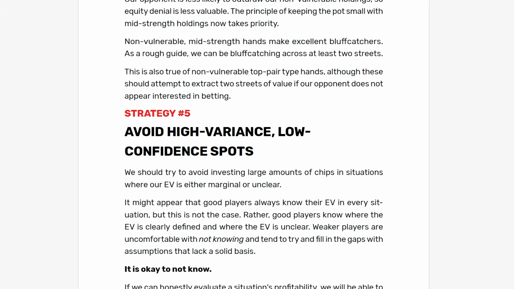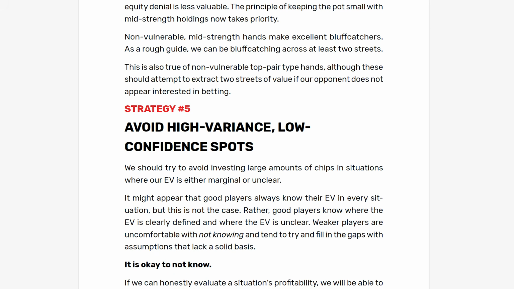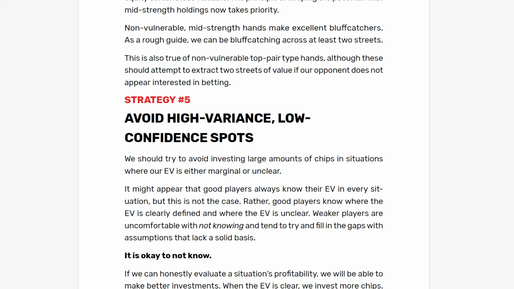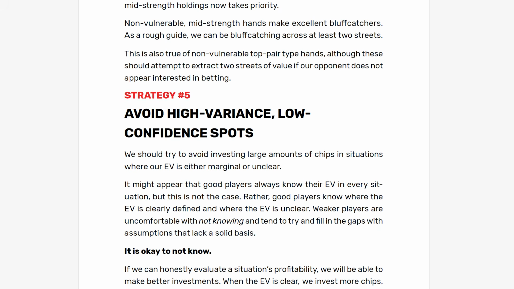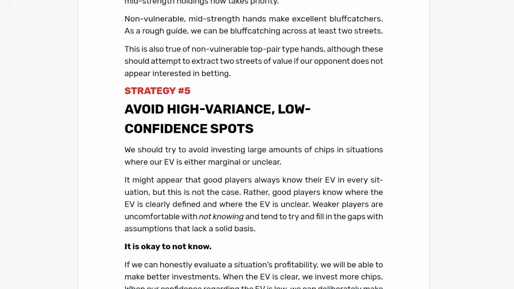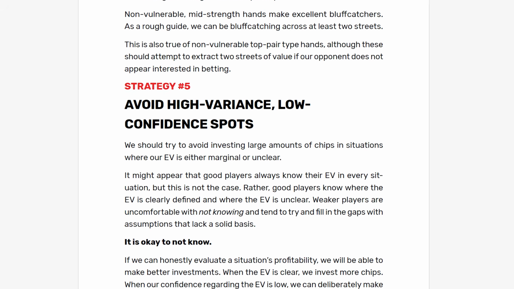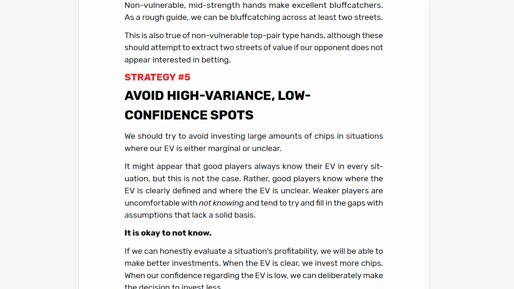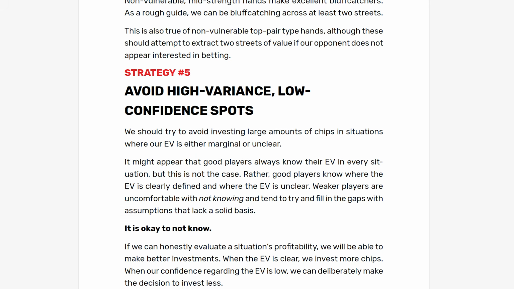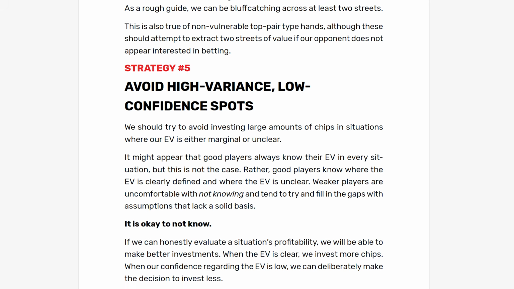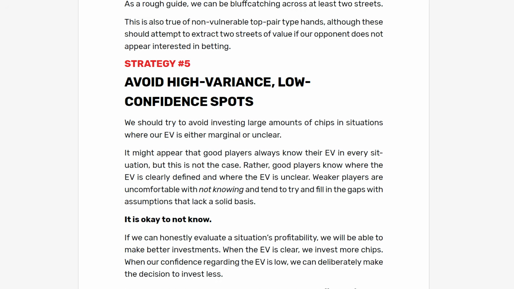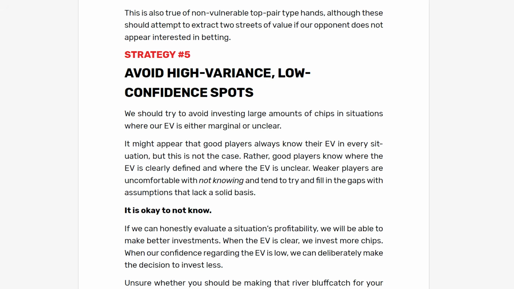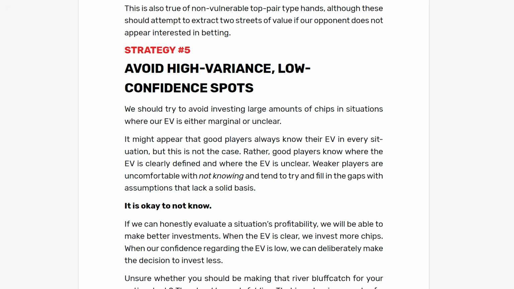Strategy 5. Avoid high variance, low confidence spots. We should try to avoid investing large amounts of chips in situations where our EV is either marginal or unclear. It might appear that good players always know their EV in every situation, but this is not the case. Rather, good players know where the EV is clearly defined and where the EV is unclear. Weaker players are uncomfortable with not knowing and tend to try and fill in the gaps with assumptions that lack a solid basis. It is okay to not know. Seriously, repeat that again. It is okay to not know.